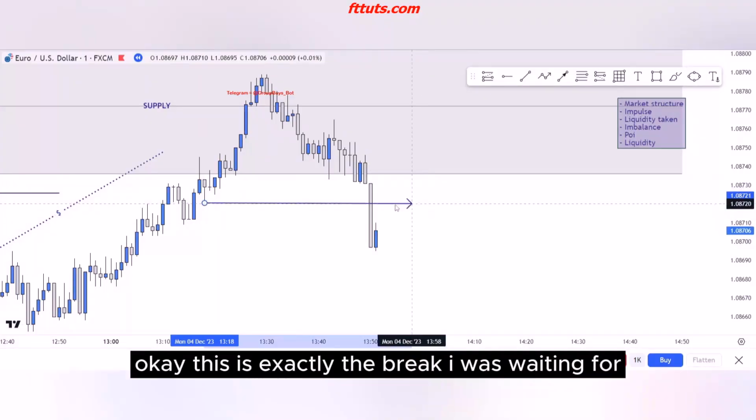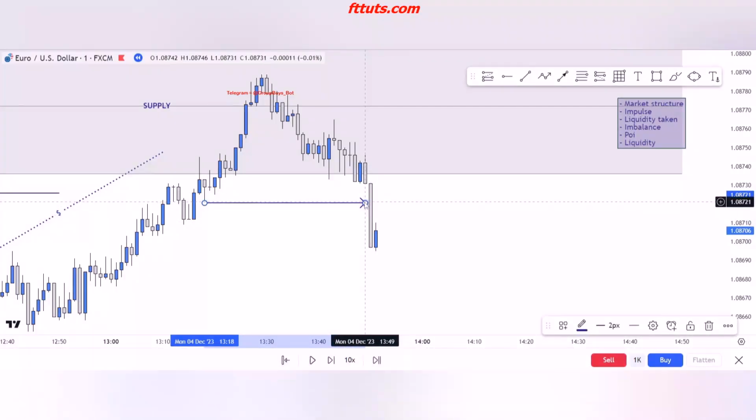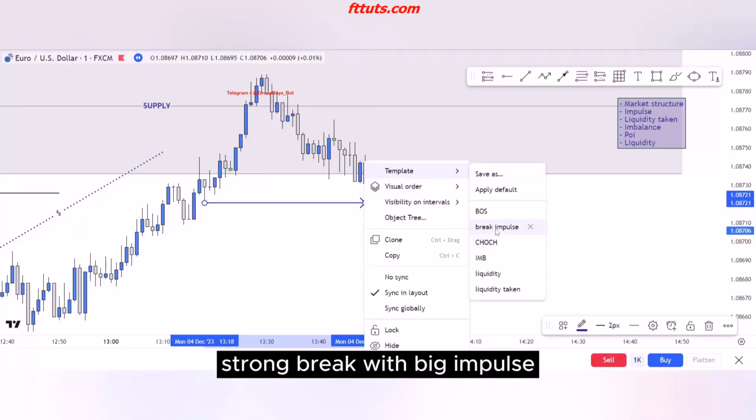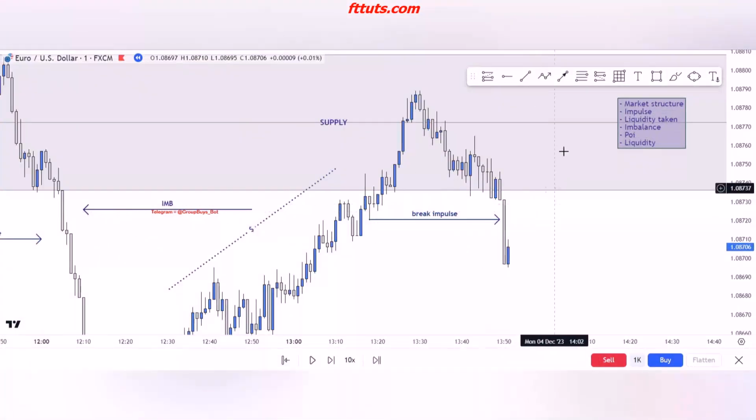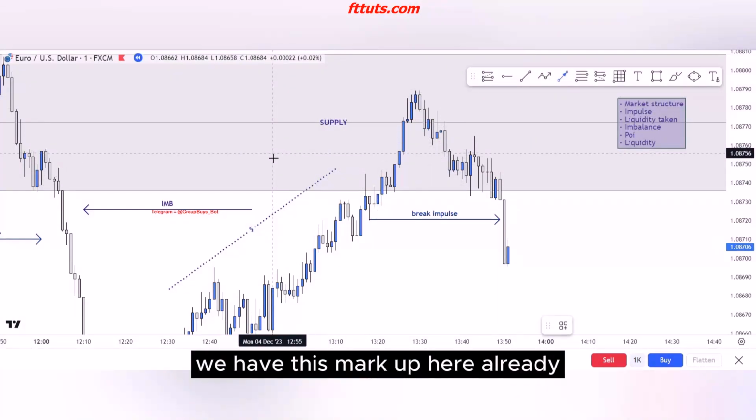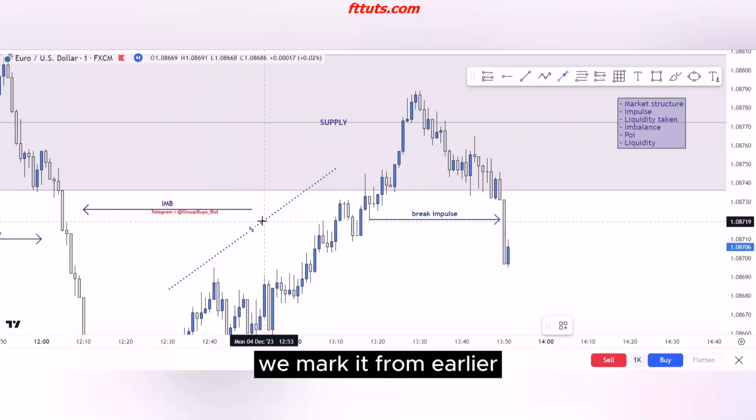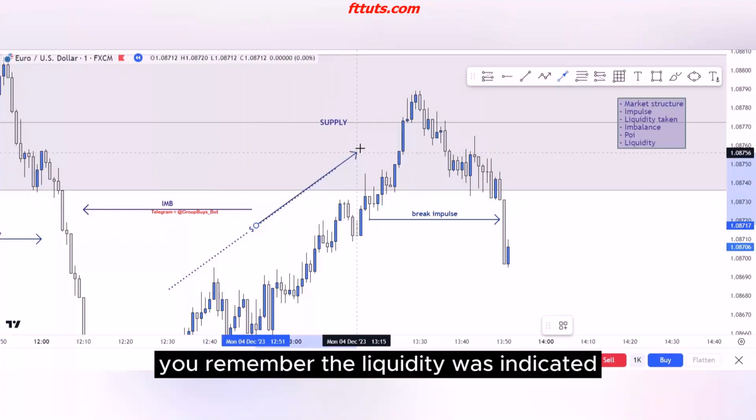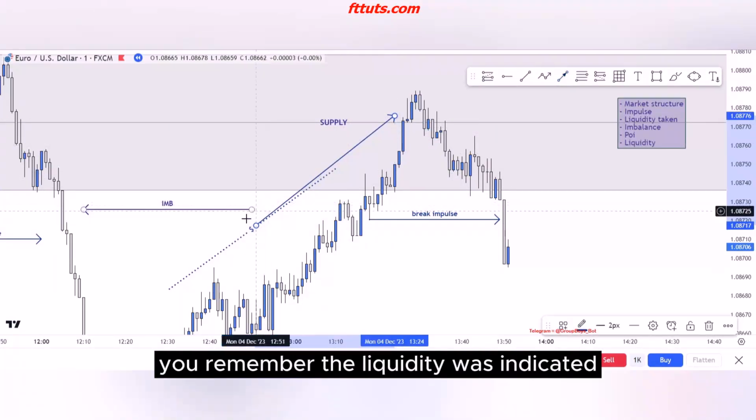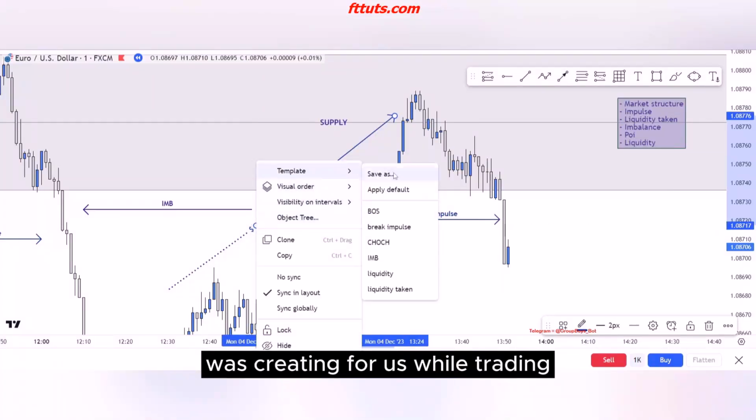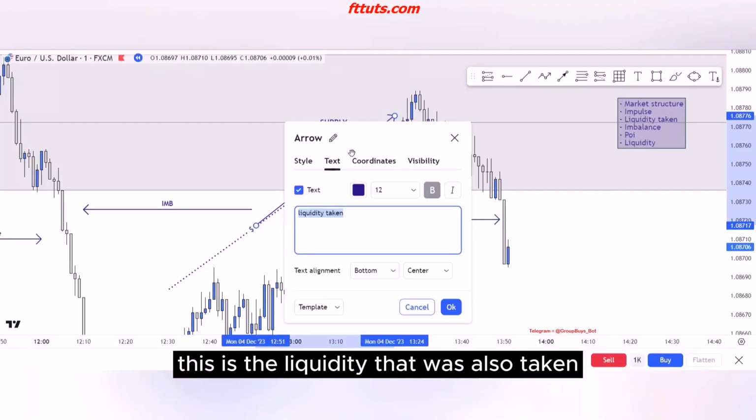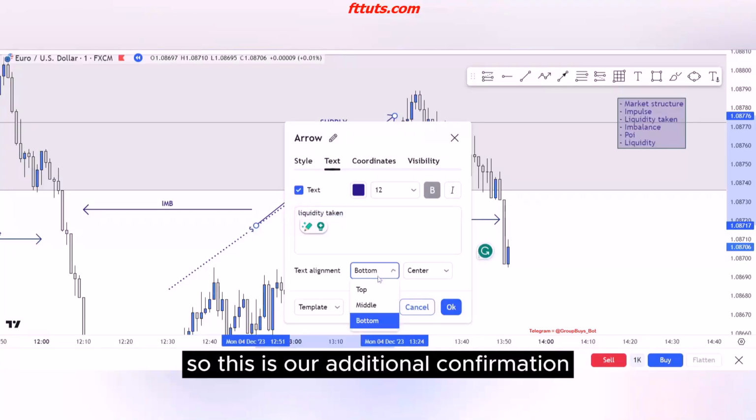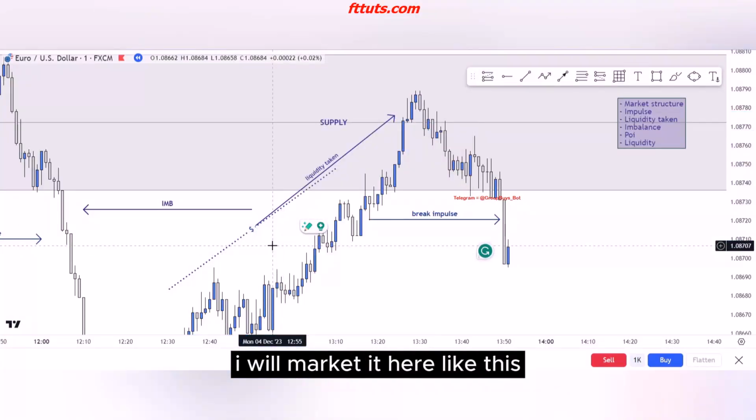Okay, this is exactly the break I was waiting for. Strong break with big impulse. Now, the second rule is the liquidity taken. Oh wow, do you see that? We have this markup here already. We marked it from earlier. You remember the liquidity that was created for us while trading? This is the liquidity that was also taken. So this is our additional confirmation. I will mark it here like this.